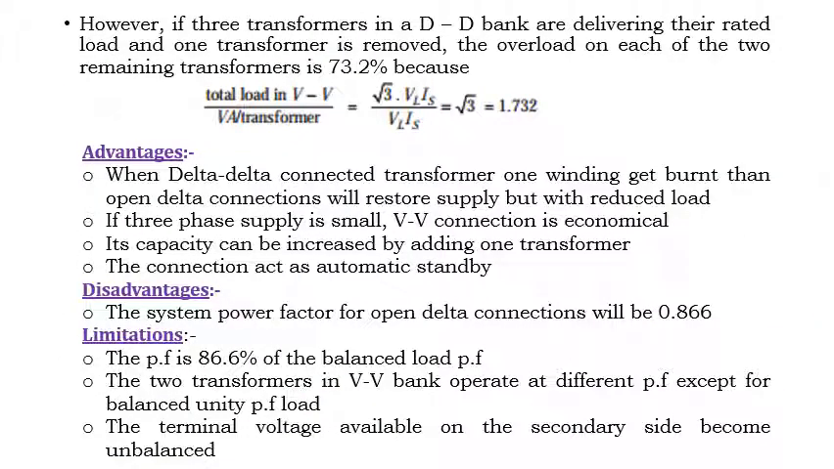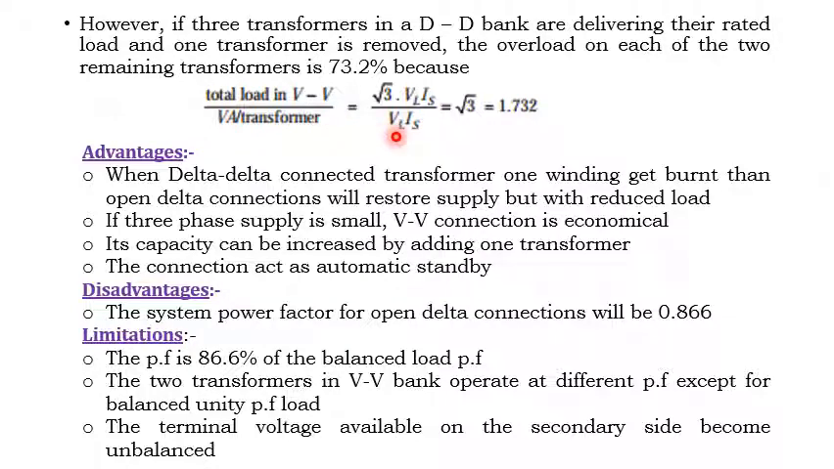And if 3 transformers in a delta-delta bank are delivering their rated load and one of the transformers is removed, obviously there will be an overload on each of the two remaining transformers. So what about that overloading? The overloading will be 73.2%. How can you calculate this overloading? Just take this ratio, that is total load in V-V and volt ampere per transformer. The total load in V-V, you know, is root 3 into VL into IS, and volt ampere per transformer.